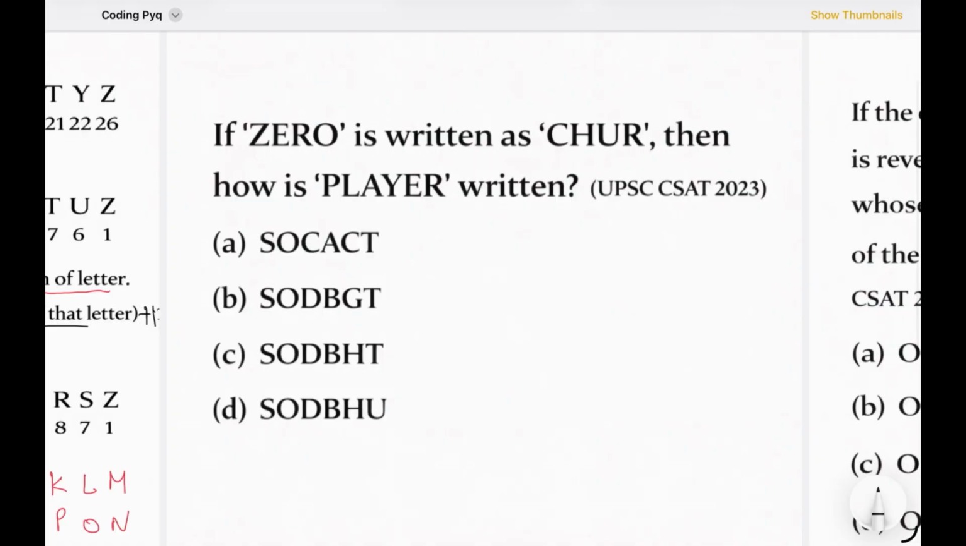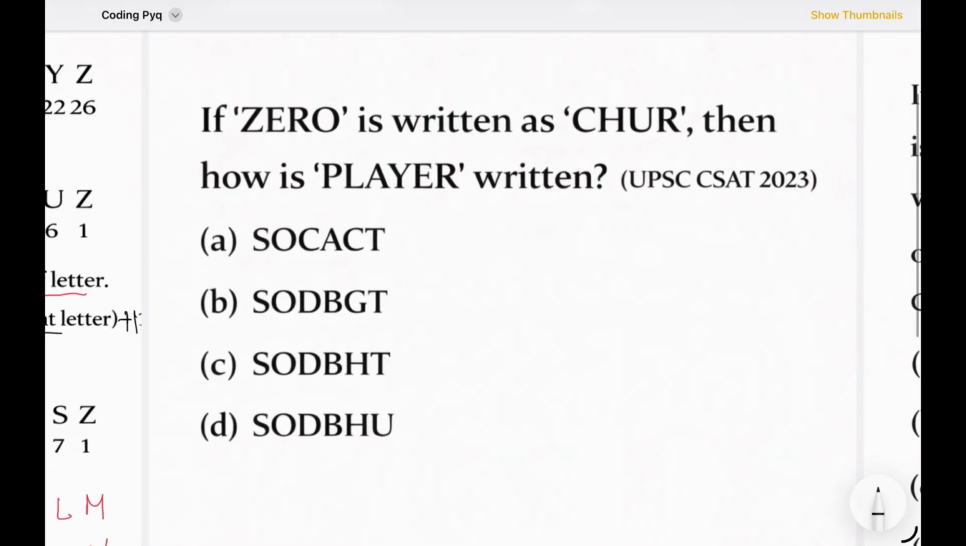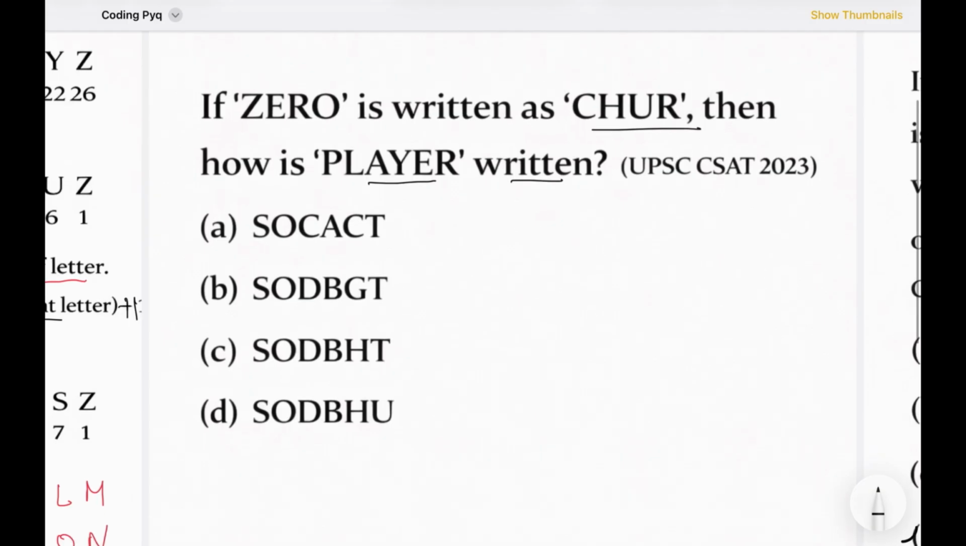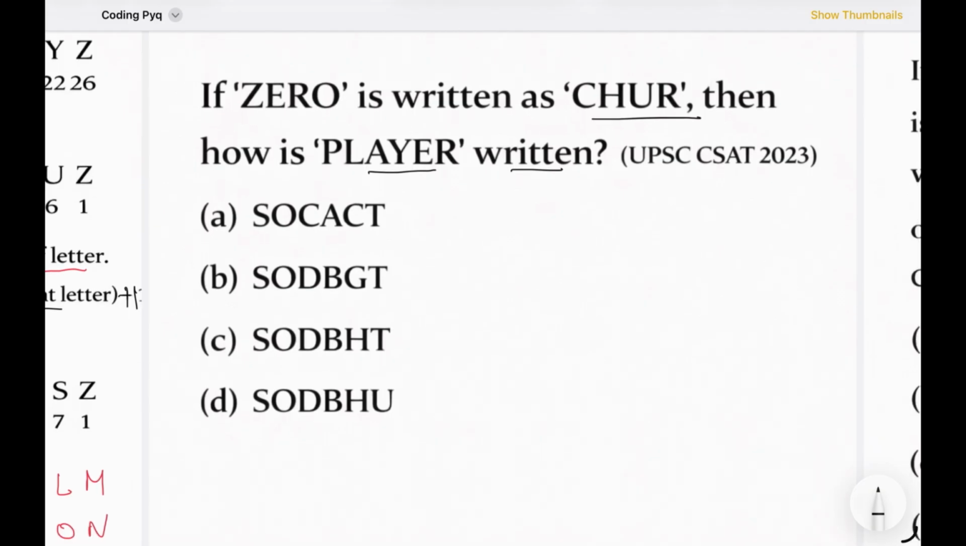Now in 2023 we have a question: if ZERO is written as CHUR, then how is PLAYER written? These are letter coding questions, where letters are substituted with other letters, and on the basis of this we have to identify the specific pattern or rule used to create the code. After identifying the code or the pattern, we answer the question based on it.